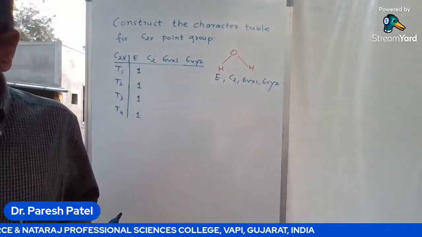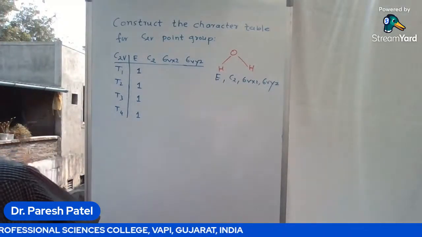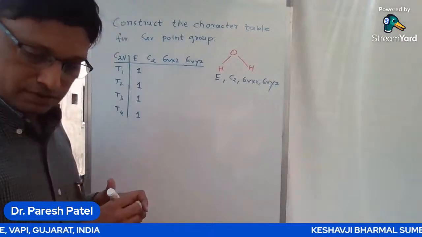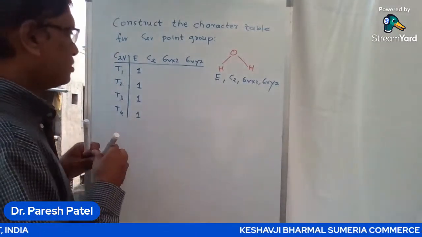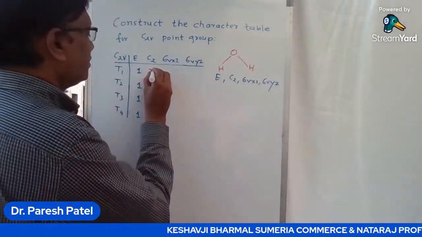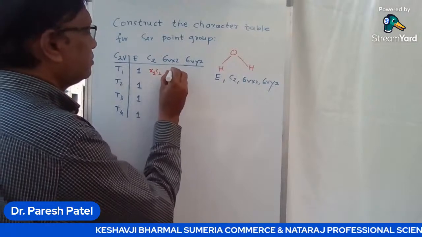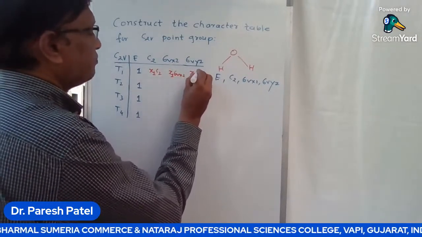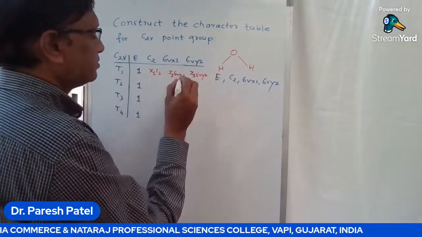Now to get the character for first irreducible representations, suppose this one is the character 1 C2. This is character 1 sigma V xz. This is character 1 sigma V yz.